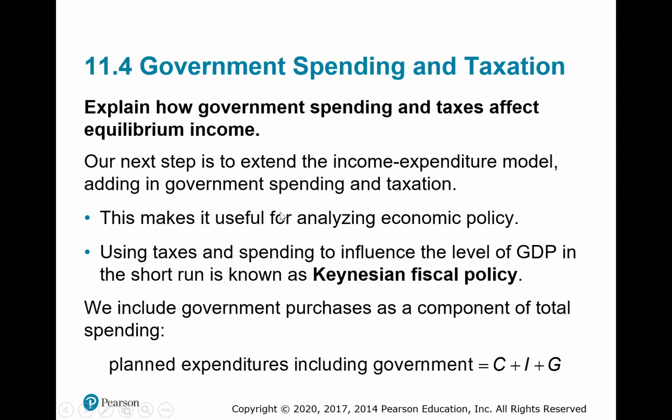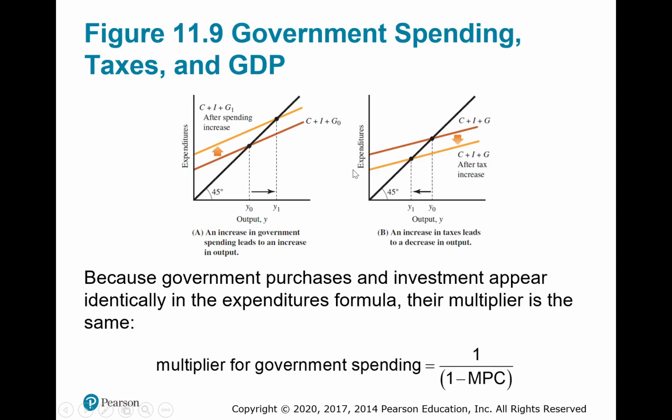Or the multiplier. So, how can government fix things? How can government slow negatives and positives? Well, it has to do with how they spend. If we look at taxes and spending influencing the economy or GDP, then, and we're looking at the short run, we know that in the long run, they'll have an effect. Because government purchases and investment appear identical in the expenditure formula, their multiplier is typically the same.